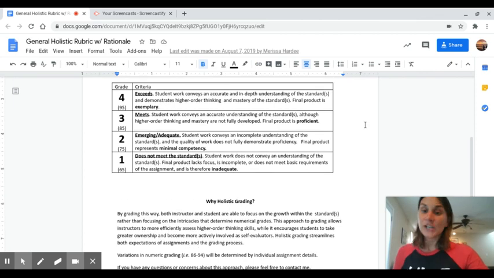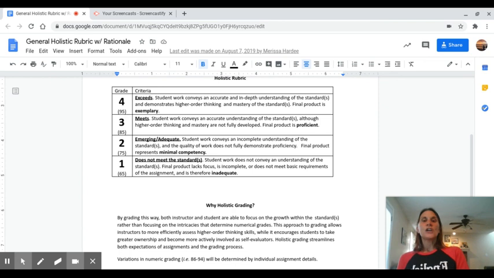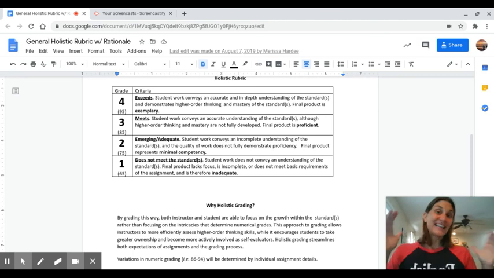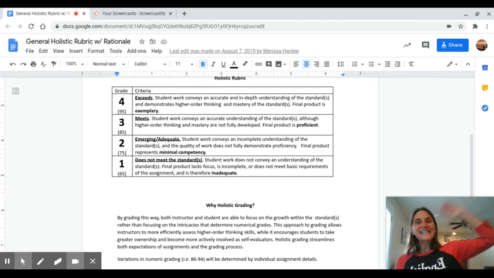All right. And then a 4, which I know is what we're all aiming for here, means you exceed the standards. Your work shows accurate, in-depth understanding of the standards. You show higher order thinking, mastery. It is exemplary. The word exemplary means I would use your work as the example. Like I would post your work in Google Classroom and say, everybody should be doing what this kid is because it's awesome. And that is a 4. A 4 exceeds the standard. It goes above and beyond what I expect from an 11th grade student. So to earn a 4, you will need to put in 4 level work.